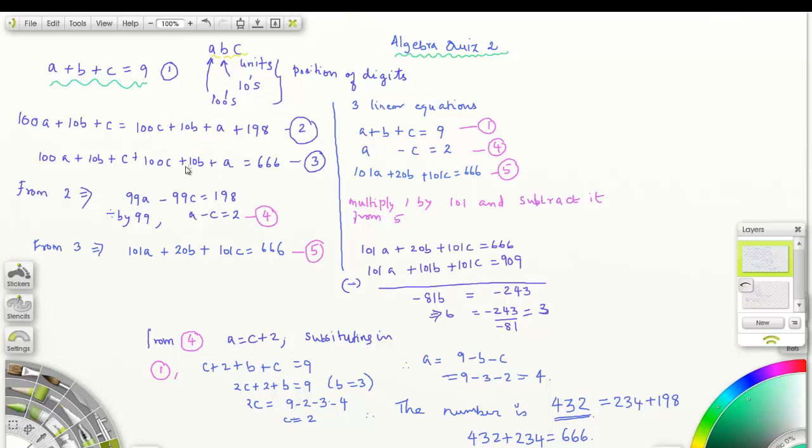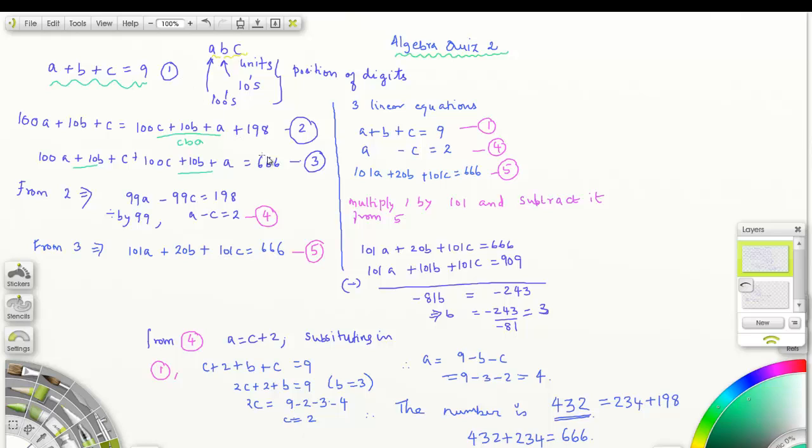And then the second one is the difference between the numbers is 198. So I made an equation where 100A plus 10B plus C, which is the original number, should be equal to the reversed number, which is 100C plus 10B plus A, because the reverse number is going to be CBA, and then you add 198 to it to get the original number. The third one is you add both the numbers, the original number and the reverse number, you get 666.